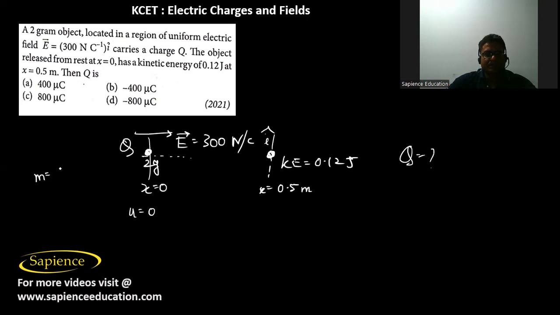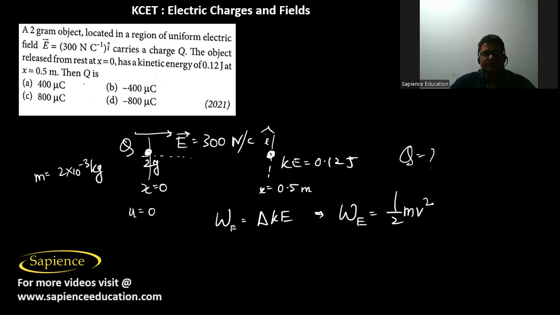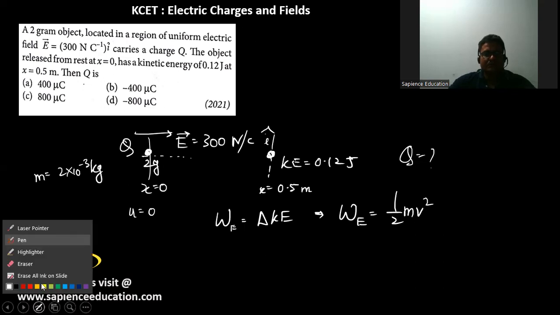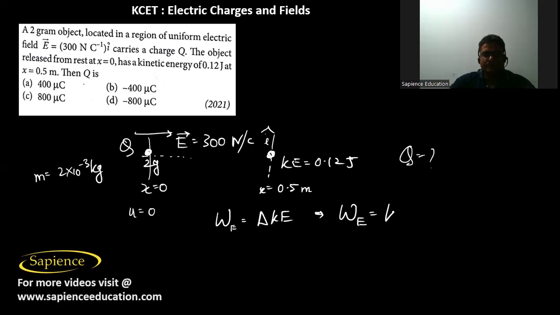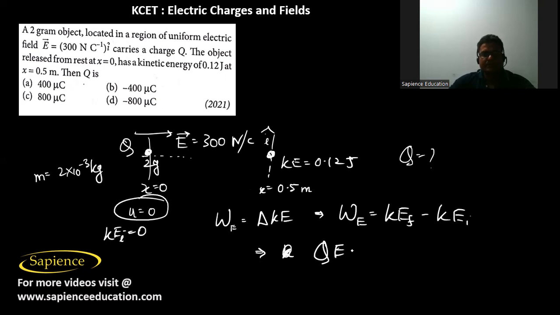The mass is 2 gram, so I can say it is 2 into 10 power minus 3 kg. Therefore, the work done by the electric field will be equal to the gain in kinetic energy, which is the final kinetic energy minus the initial kinetic energy. Since the initial velocity is 0, the initial kinetic energy will be 0 only. So the work done by the electric field will be equal to q into E, which is the electric force, into the distance, which is 0.5. That will be equal to the final kinetic energy, which is 0.12 joule.